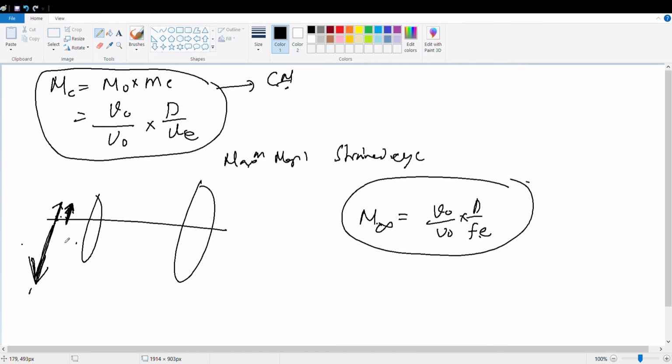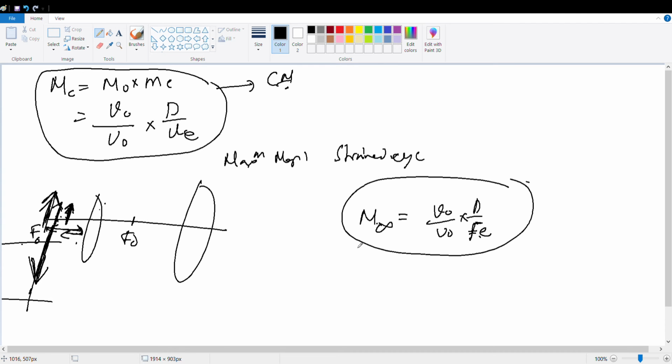So UE was here. Now I am keeping, maybe this is the focus. This side focus is the FO for this one. So if I keep the object here, this image will be at infinity because the rays will never meet. So if I keep this here, your UE is nothing but the focal length. Focal length of what? Eyepiece. That's why we are putting it as eyepiece.